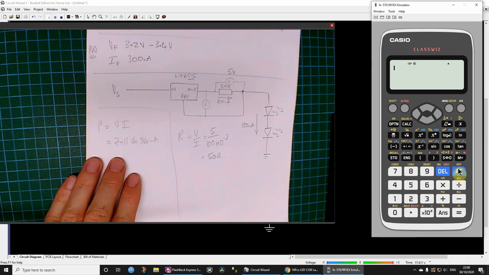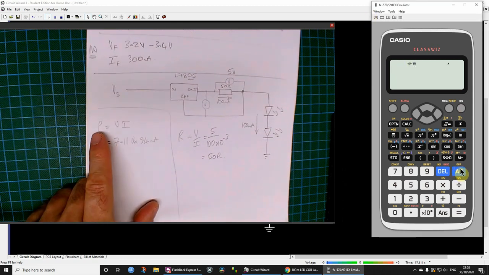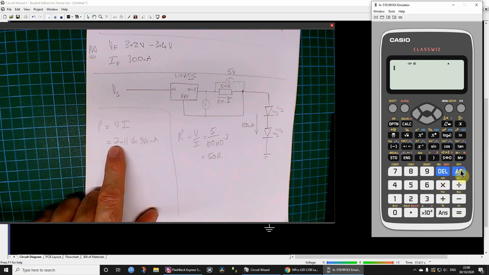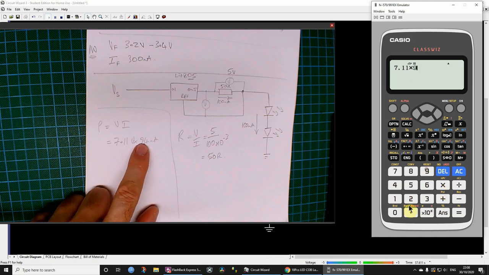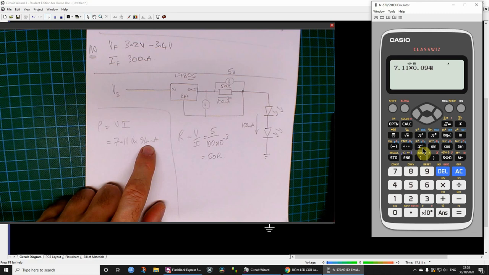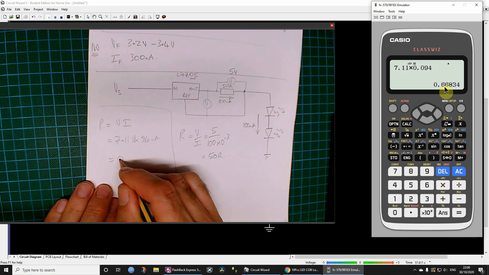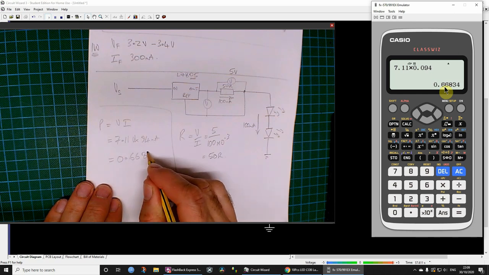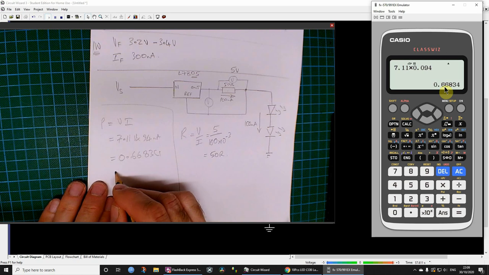And then let's do a quick calculation. Remember, we're calculating power. Power is measured in watts. So 7.11 volts times 94 times 10 to the minus 3. If you don't like to do it like that, by the way, you could use 0.094, because that's the same thing as 94 milliamps. And that will give us 0.66834. Okay, probably it would be good enough just to say 0.7 watts.